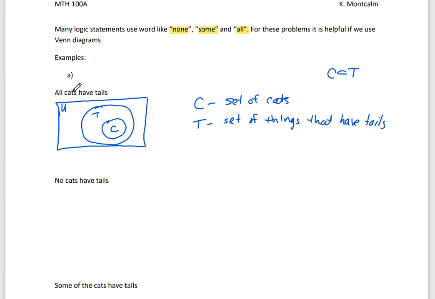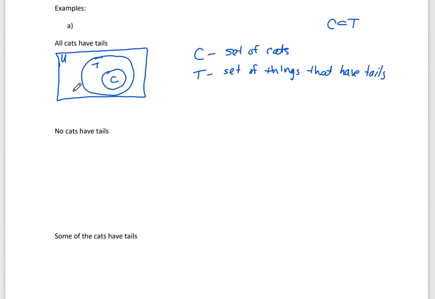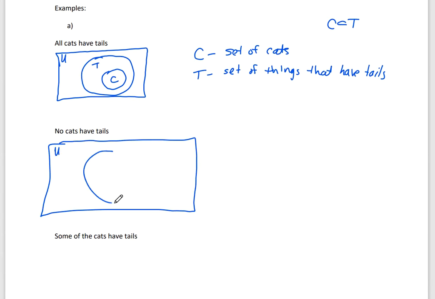Okay, and then if we do no cats have tails, if we're showing that in a Venn diagram, again we have our rectangle. So we have all the tails. If I'm saying that no cats have tails, then that means that my cats are outside of my tail circle. So this would mean that we have disjoint sets.